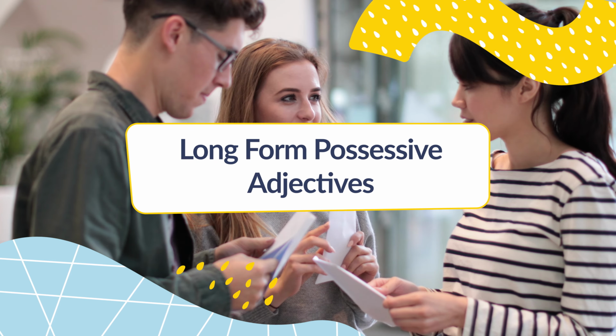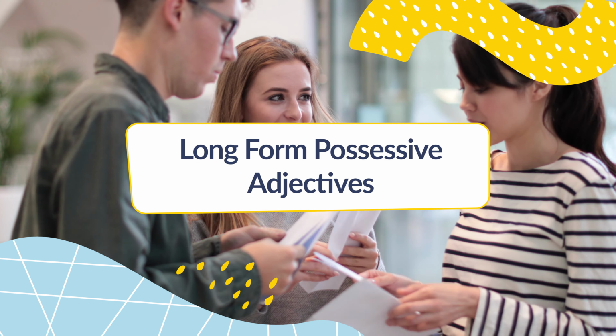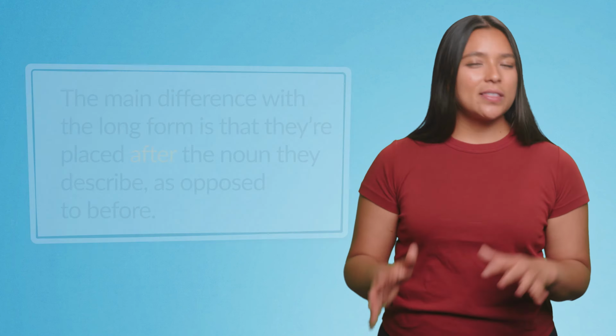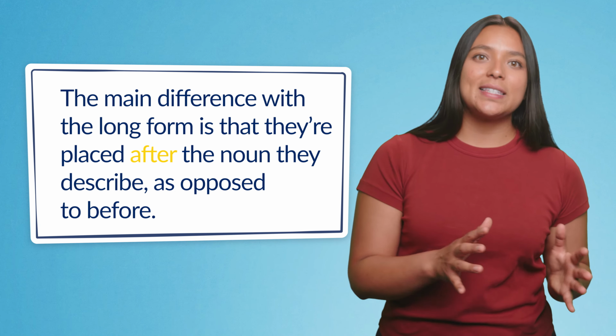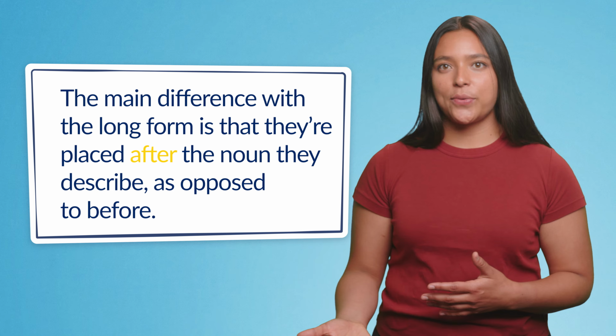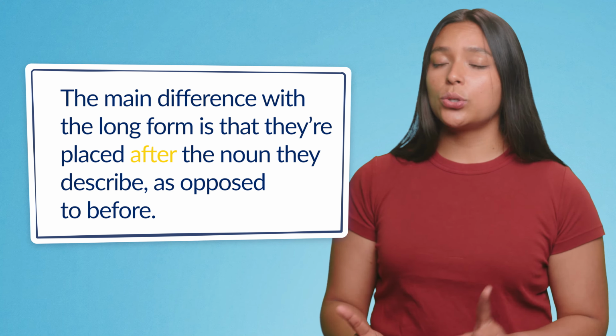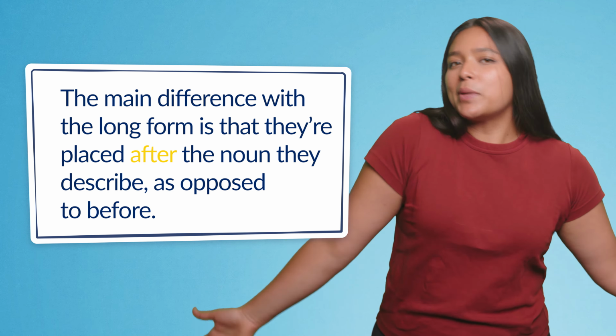Time to look at long-form possessive adjectives. These might be slightly less familiar to English speakers. The main difference with the long form is that they're placed after the noun they describe as opposed to before. But otherwise, the meaning remains the same. Let's take a look at another table.